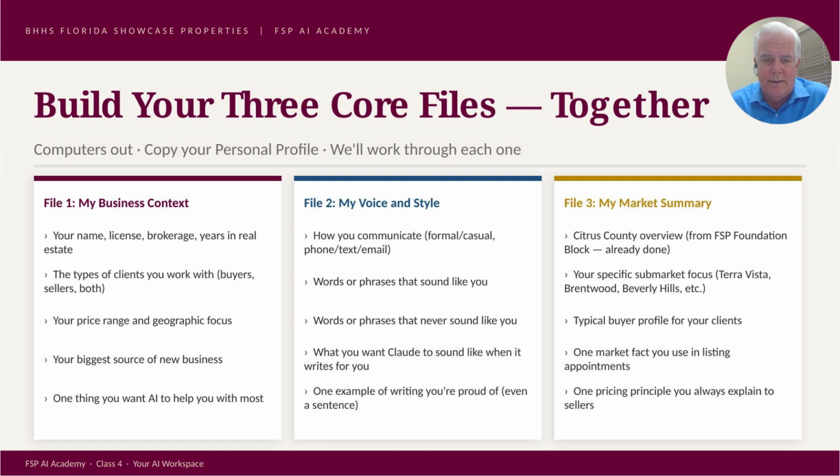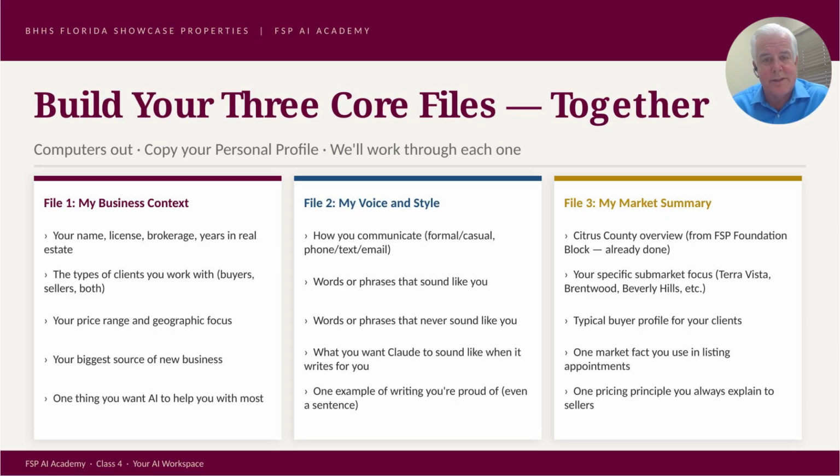They don't have to be long. They don't have to be perfect. They just have to be honest. File 1 is my business context, the basic who I am and what I do file. Open a blank text document and work through the prompts on the left column of the slide. Your name, license, brokerage, years in real estate, the types of clients you work with, your price range and geographic focus, and the one thing you most want AI to help you with. Save it as my business context.txt.